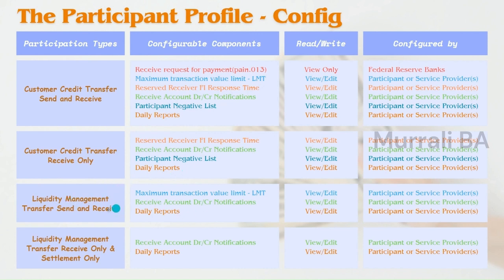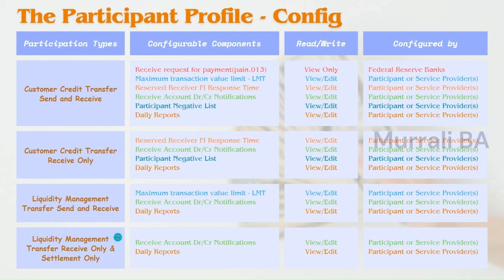The next one is liquidity management transfer, send and receive. In this case, you are opting for liquidity management, where you would be funding the settlement account and also receiving funds from someone to fund your settlement account. You will have configurations like maximum transaction value limit, receive account credit debit notification, and daily reports. All these things you can opt for.